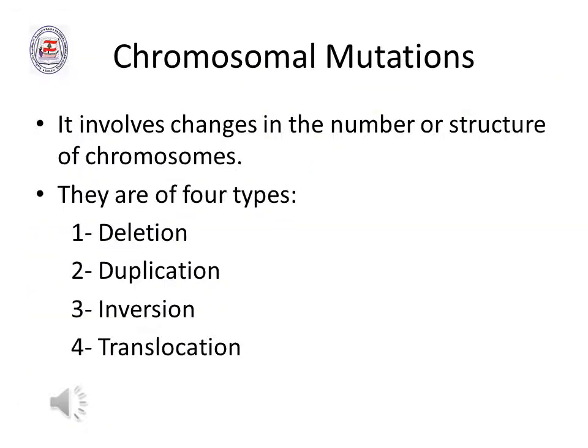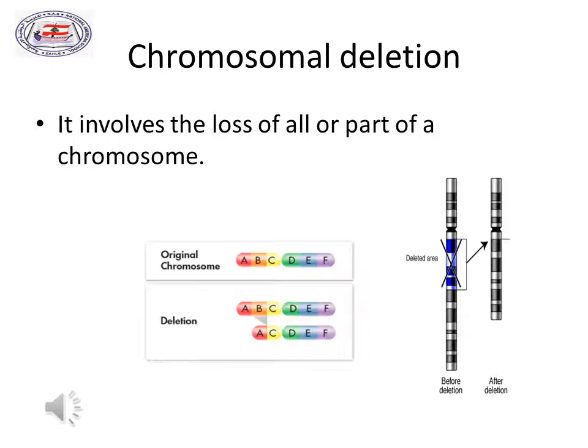Let's move now to chromosomal mutations. They are changes in the number or structure of a chromosome, and they are of 4 types: deletion, duplication, inversion, and translocation. So let's start with chromosomal deletion. It involves the loss of all or part of the chromosome. You can see here you have an original chromosome, and after deletion, how does it look?